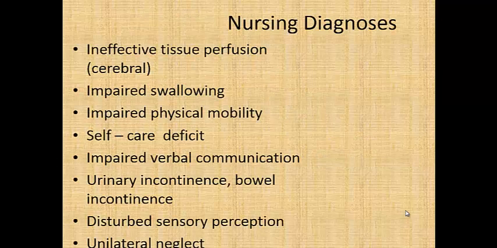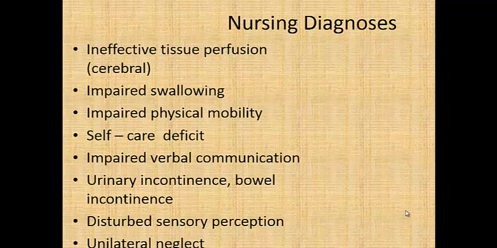So some nursing diagnoses that we're going to talk about really quickly that are going to be important for patients that are having or had a stroke. Ineffective tissue perfusion, cerebral tissue perfusion, is going to be your top priority when a patient presents with CVA symptoms. You're going to look out for impaired swallowing, impaired physical mobility. They're probably going to have a self-care deficit.